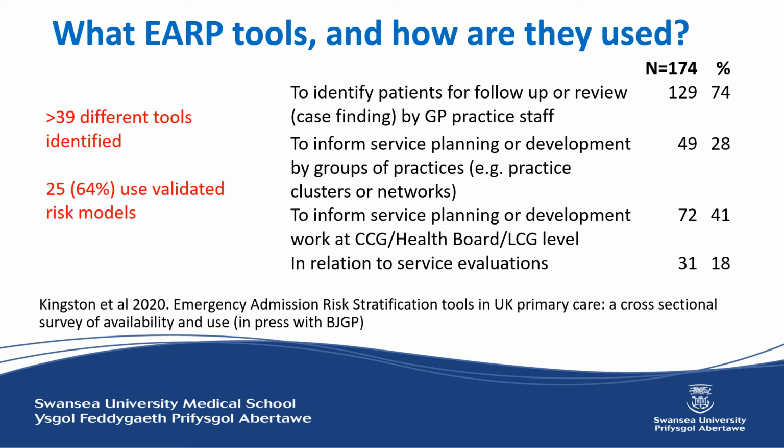So we then asked our respondents about what different tools were being used and about how they were being used. An extraordinary number of different tools were mentioned, over 39 different tools. Some of them were locally developed. Some of them were developed on a larger scale. So, for example, Scotland had an equivalent to Prism called SPARRA. And some of them were commercial products from providers such as United Health that local NHS services had bought into. And of those, 64% were based on validated risk models.